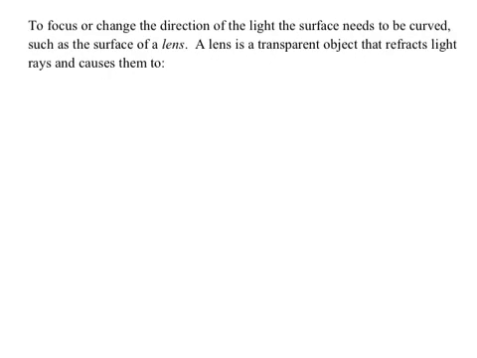Now, to focus or change the direction of light, the surface needs to be curved, okay, so that all the rays can pinpoint on one final location called the focal point. And a surface like this is called a lens. A lens is really just a transparent object that refracts light and causes them to do two things. Either it could cause them to converge or cause them to diverge. So for example, a converging lens would be something like this.